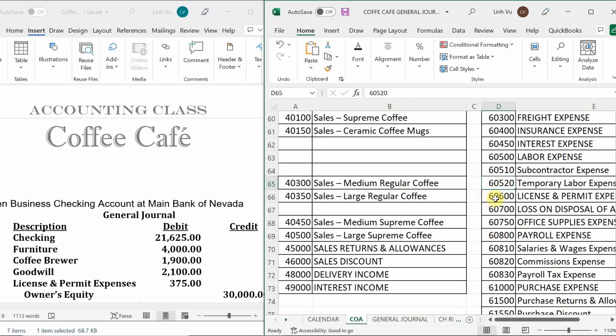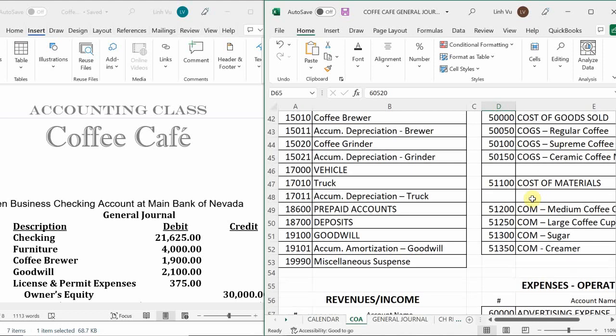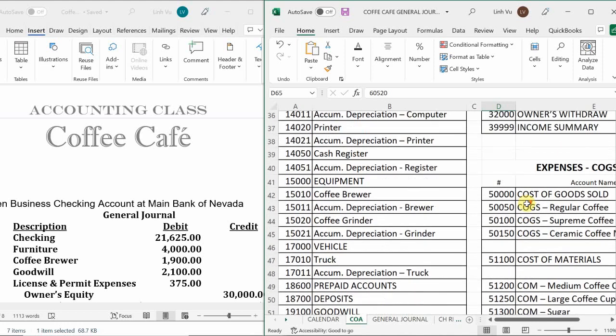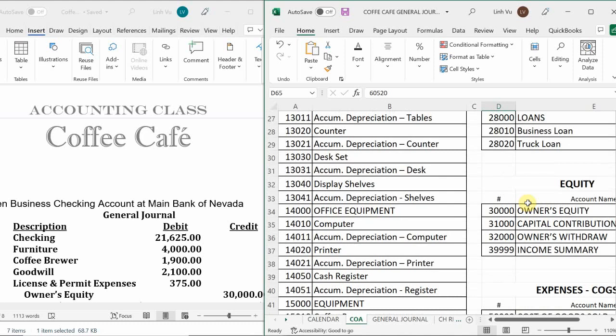Yes, I do, right here. 6,600 is my license and permit expense. And last but not least, do I have an owner's equity account? Yes, you do. Good. So therefore, my chart of accounts has every single account.